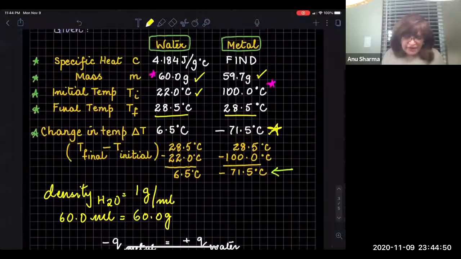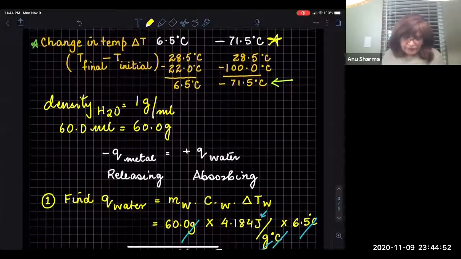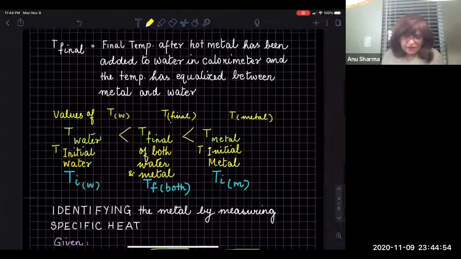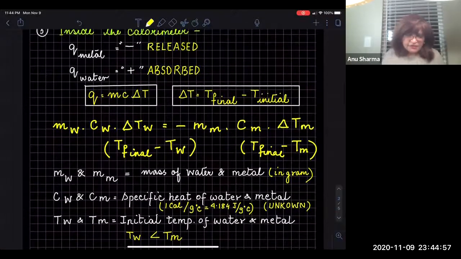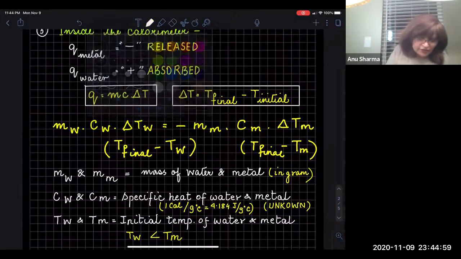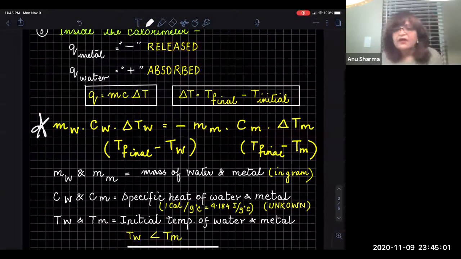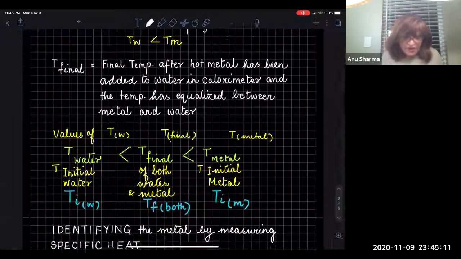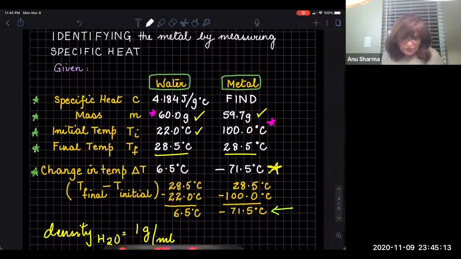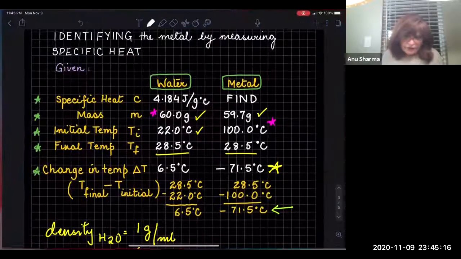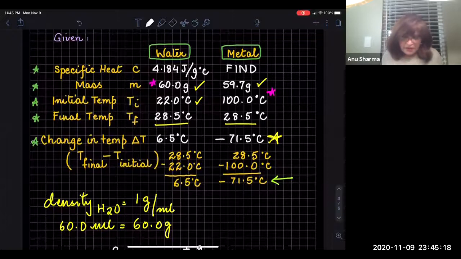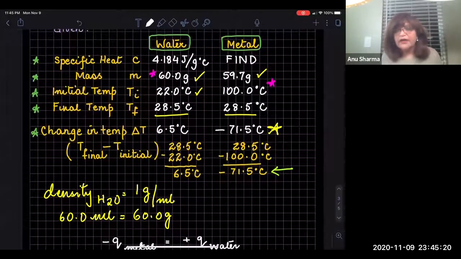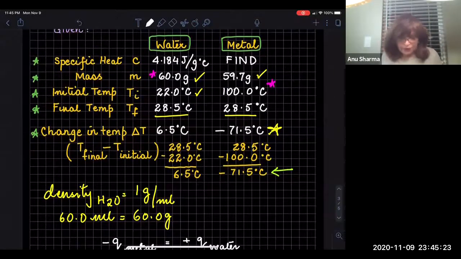And like I said, instead of doing it this way and plugging in all the numbers right here, because once you hit the negative sign, it kind of messes up sometimes, because that's the way math works. I think it's easier to first find the Q of the water, and then substitute for the metal, and then go from there, the way I showed you.